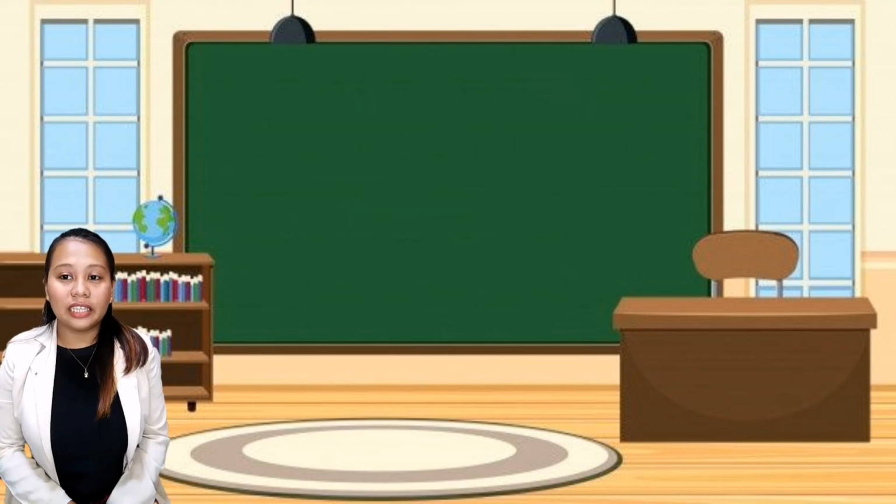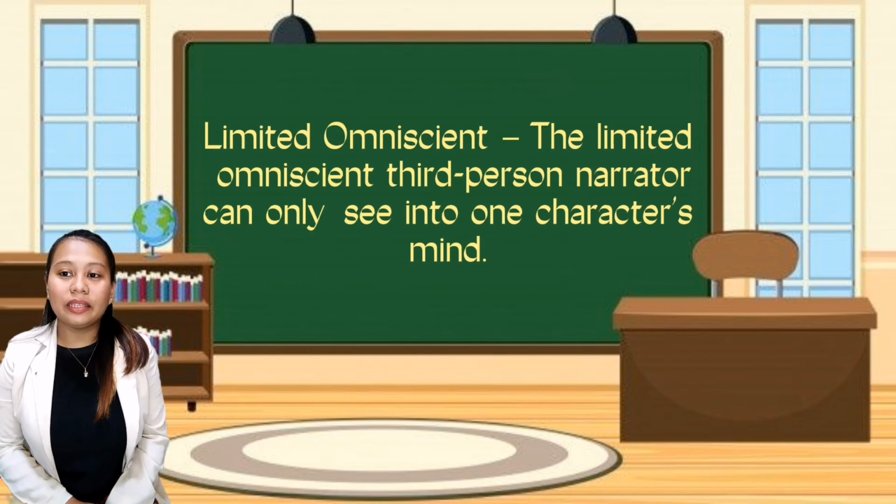We also have the limited omniscient. The limited omniscient third-person narrator can only see into one character's mind. He or she might see other events happening but only knows the reasons for one character's actions in the story.